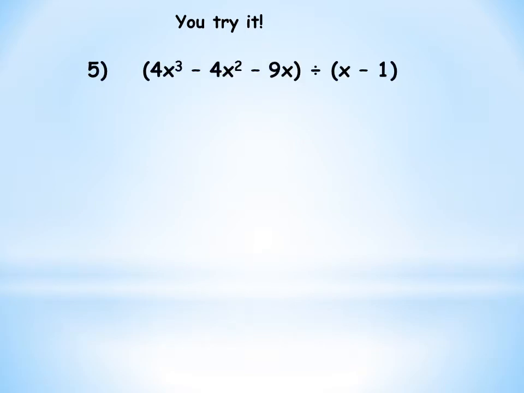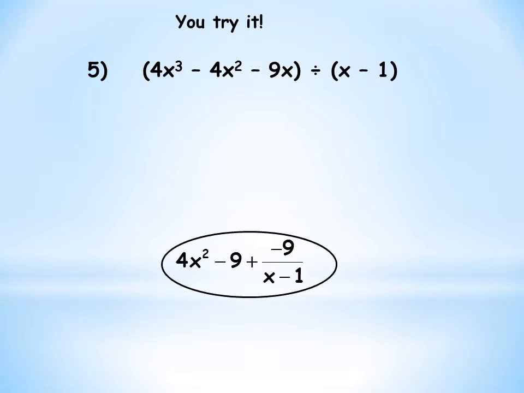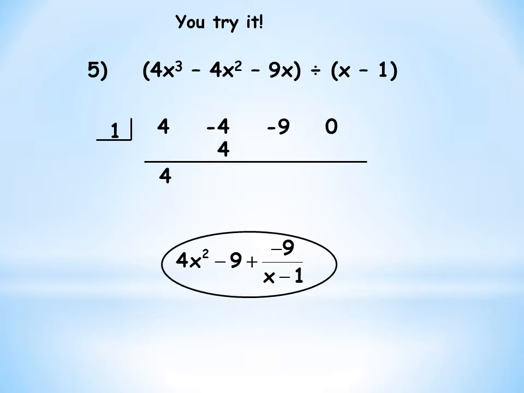Again, pause the video and see if you can do this one on your own. Did you get this as your answer? All right, so here now your last term will be a 0 because I have an x to the third, x squared, and x, but I have no constant term. I'm going to bring down the 1. The 4. I will multiply. I will add. I will multiply. I will add. I will multiply. I will add. I started with an x to the third, so my final answer starts with a 4x squared.